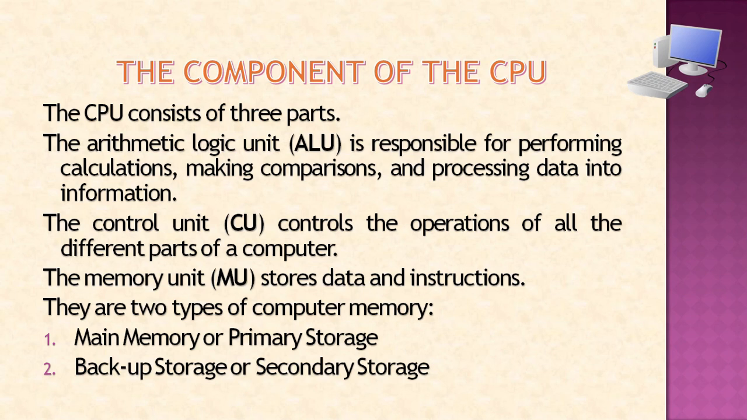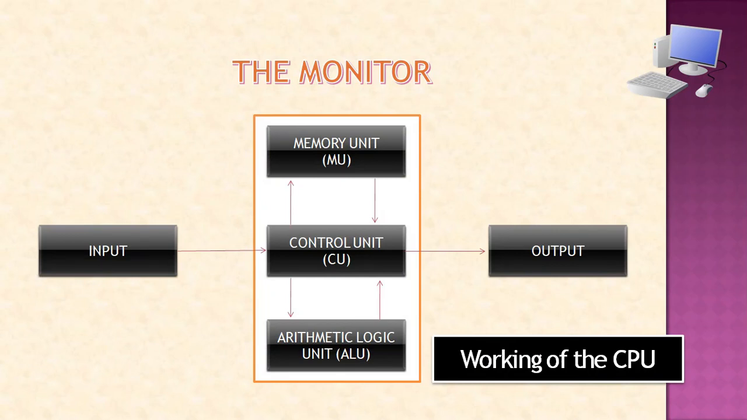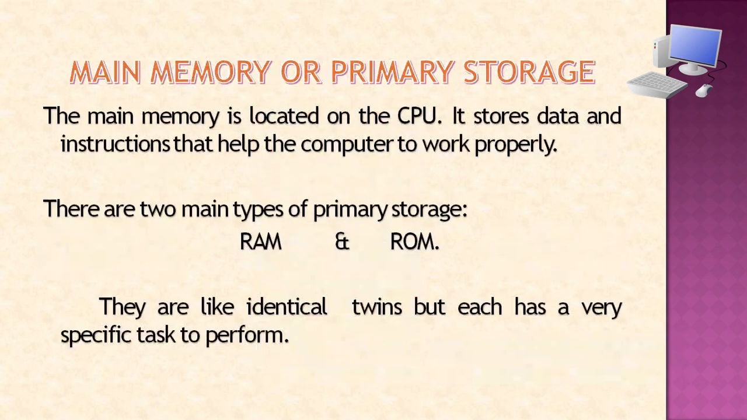So there are two types of memory. First is main memory, also called primary storage, and second is backup storage, also called secondary storage. This is the working of CPU. First we take the input, and in the processing stage there is the CPU that contains three parts: MU, CU, and ALU. These three parts produce the output, and we get the output.